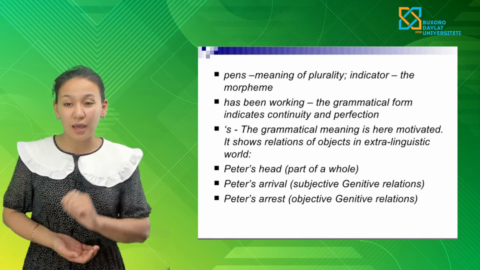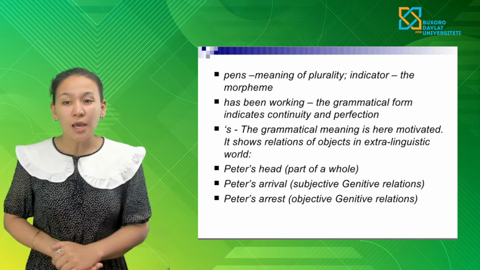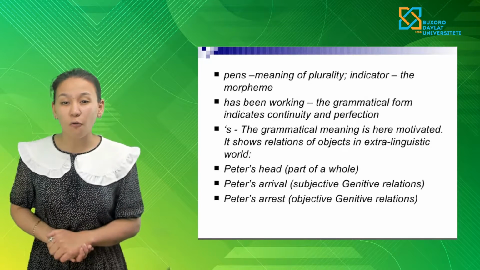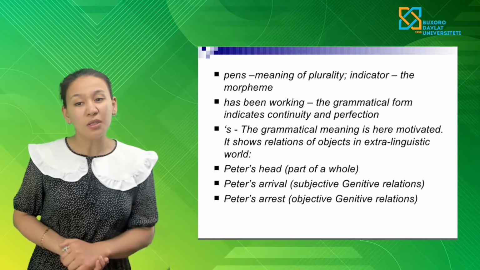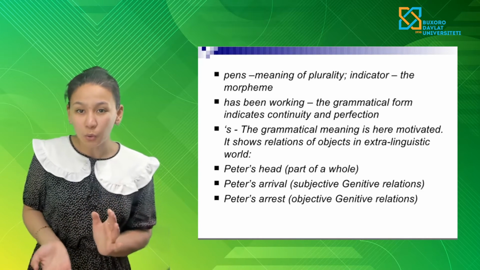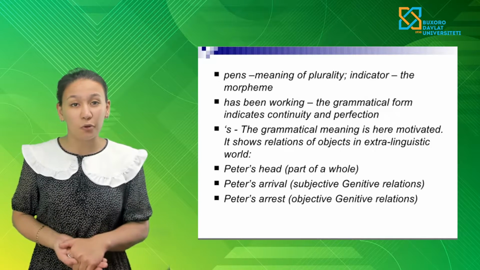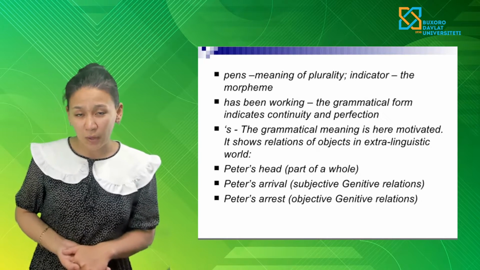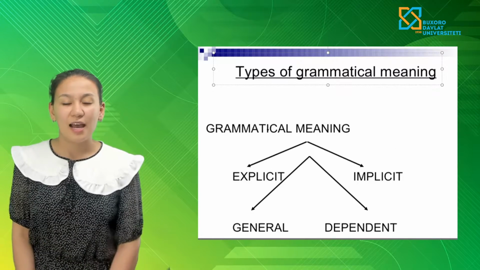The apostrophe s, the grammatical meaning is motivated. It shows the relations of objects in the extralinguistic world. For instance, Peter's head is a part of a whole. Peter's arrival is a subjective genitive relation. Peter's arrest is an objective genitive relation.